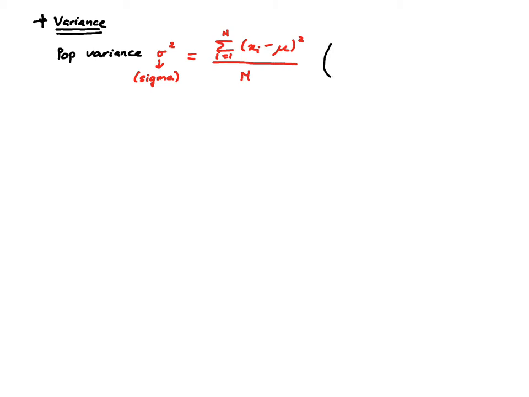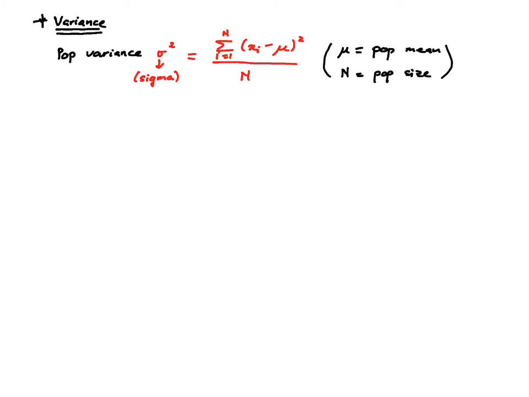Suppose you have access to population data. Then the population variance, which is denoted by the Greek letter sigma square, is equal to the summation of xi minus mu all square for i going from 1 to big N, divided by big N, where mu is the notation for the population mean, and big N is a notation for the population size.